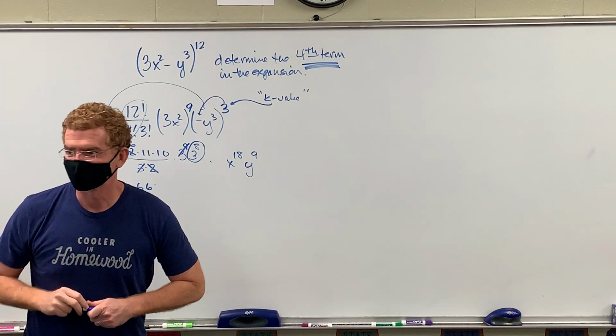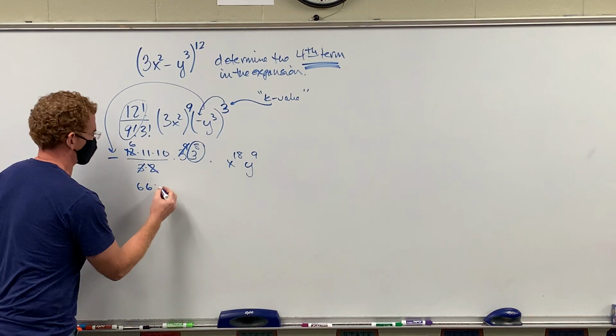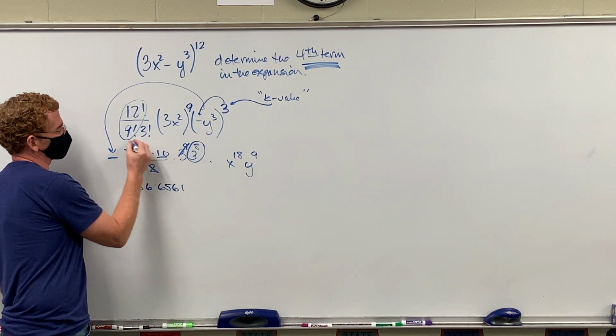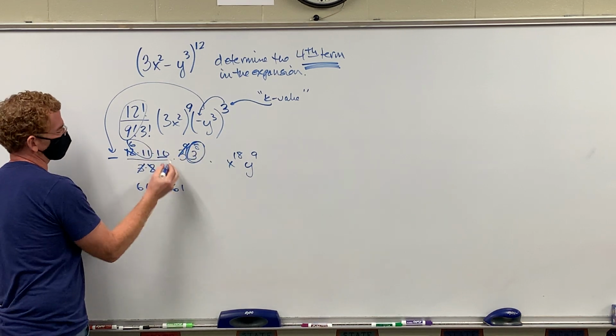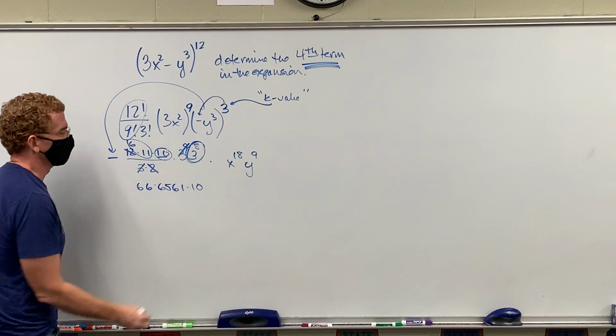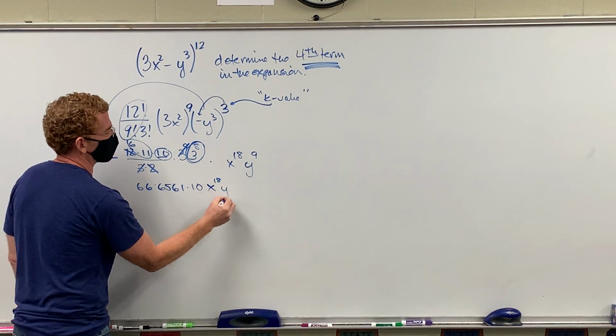Okay, so 65 to 61. And then you still have the 10, right? So there's a 66, there's a 65, 61, there's a 10. 10's easy to deal with. You just tack a 0 on the end. And then x to the 18, y to the 9.